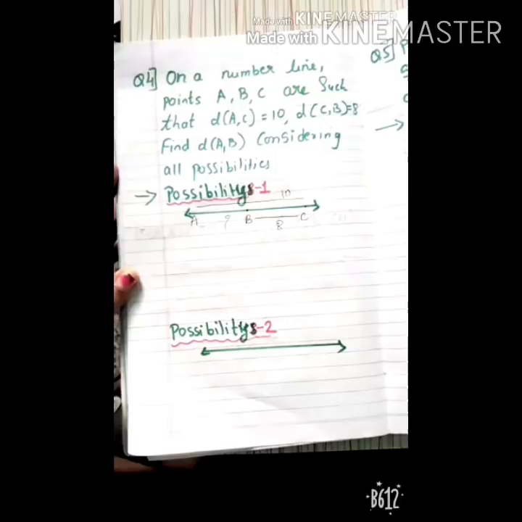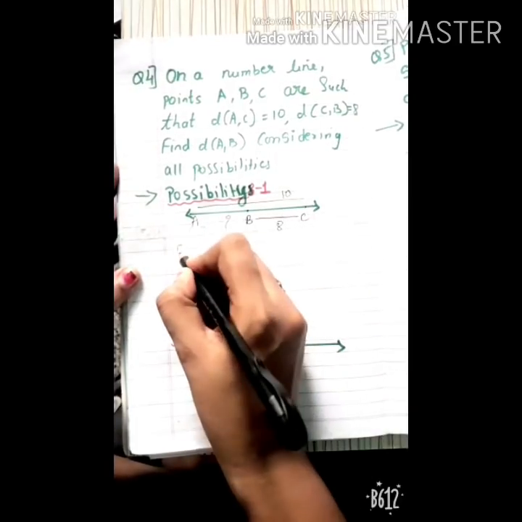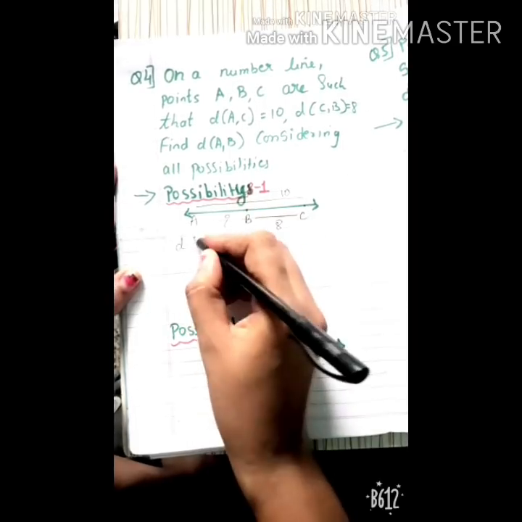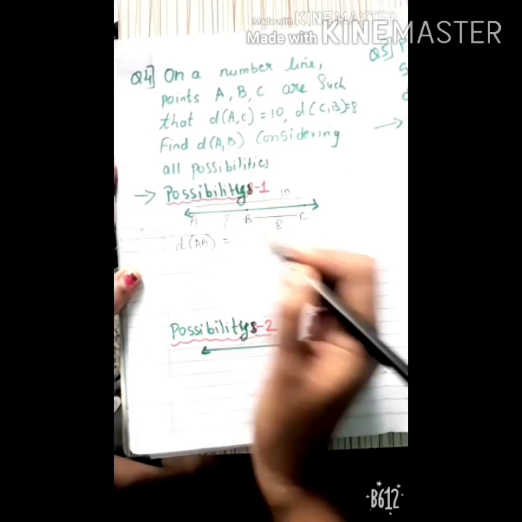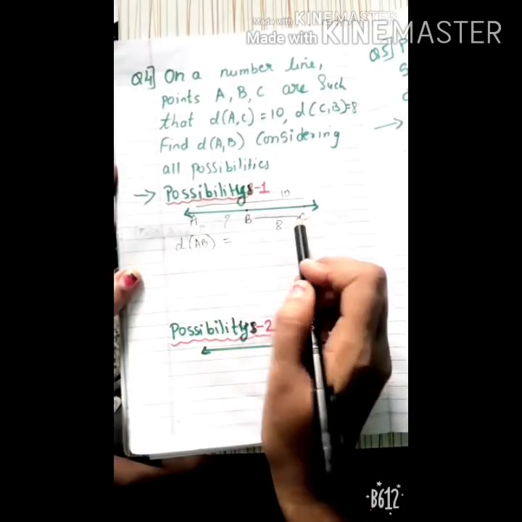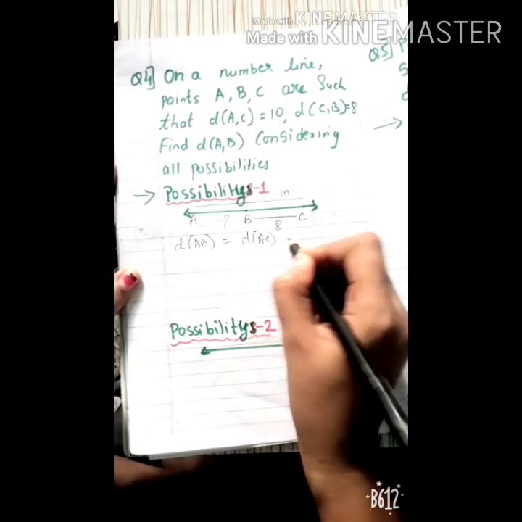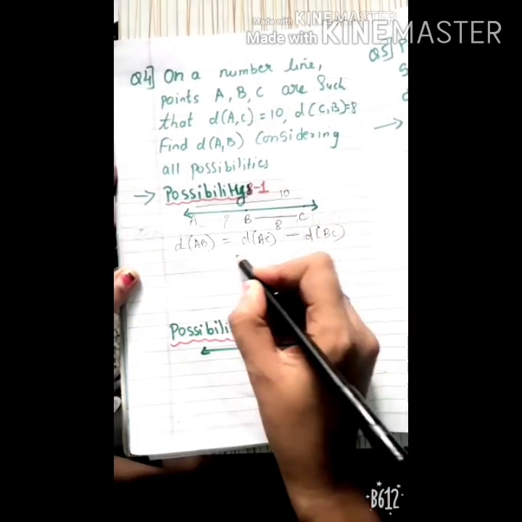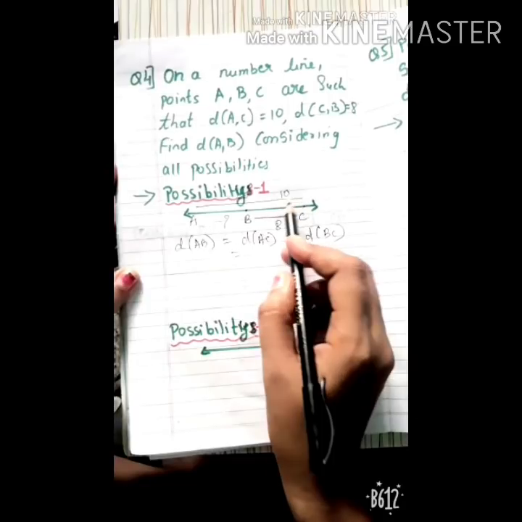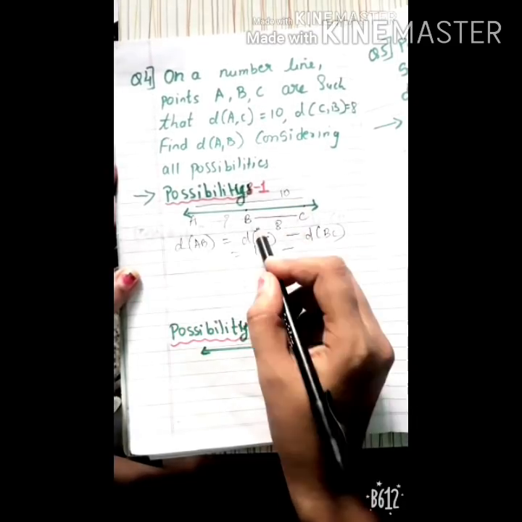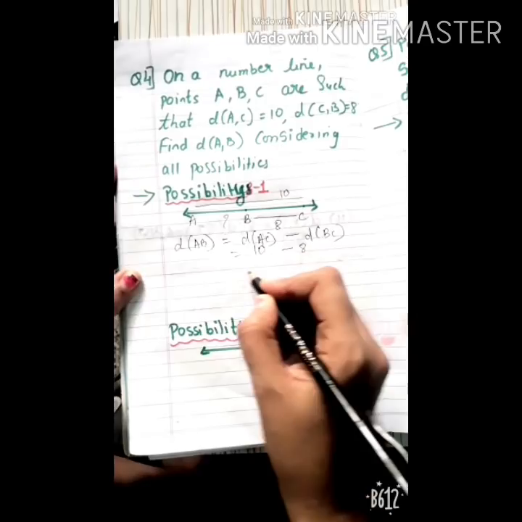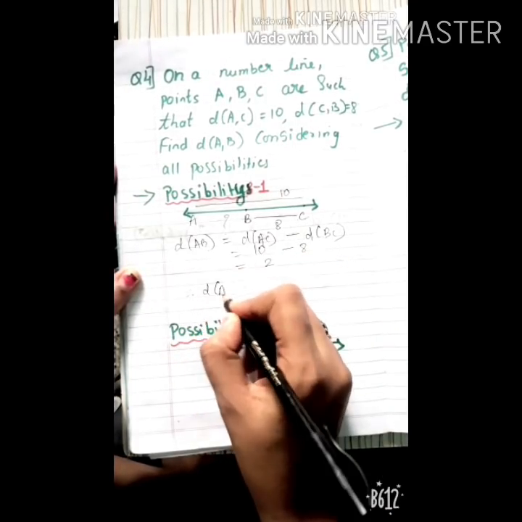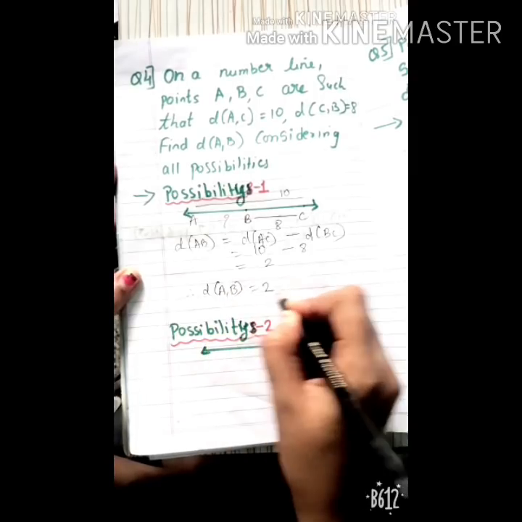So, as per the distance formula, distance between A and B is distance of AC minus distance of BC. Distance of AC is given 10 minus distance of BC is given 8. 10 minus 8 is 2. Therefore, the distance between the point A and B is 2 units.